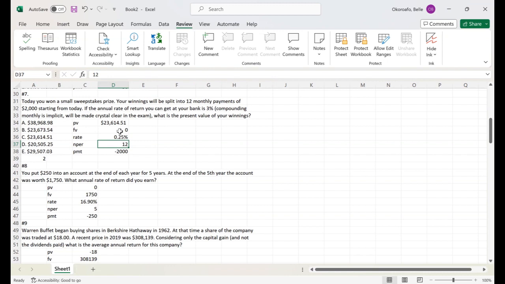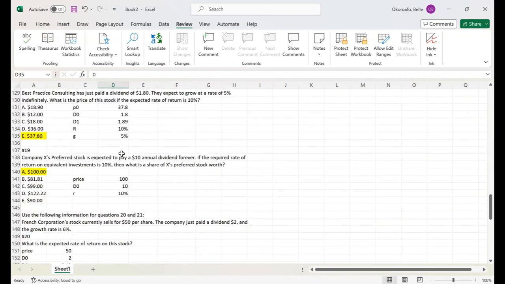That's cash outflow for the bank, and we put that into PV, and we start with rate and NPER, PMT, then PV, and inputting that into the equation, we get $23,614.51. So your answer is C.